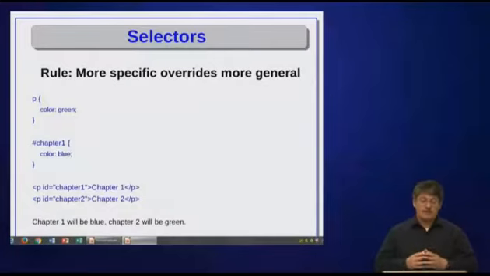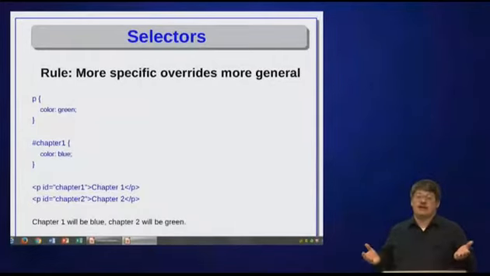It'll be blue because blue is in the ID rule, and the ID attribute is more specific than the paragraph tag. We have lots of paragraphs, P, but only one of them can have the chapter 1 ID. So chapter 1 would be blue, but the paragraph with ID chapter 2 would still be green because it's a paragraph, and so it's green. And it doesn't have the chapter 1 ID that would make it blue.